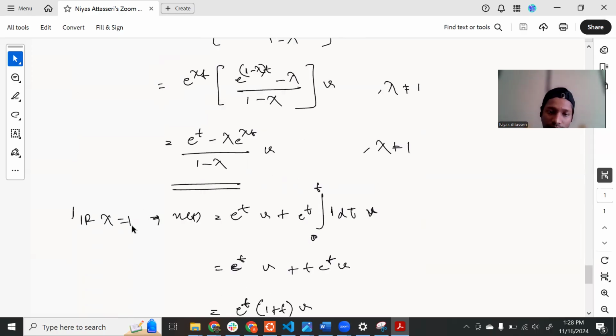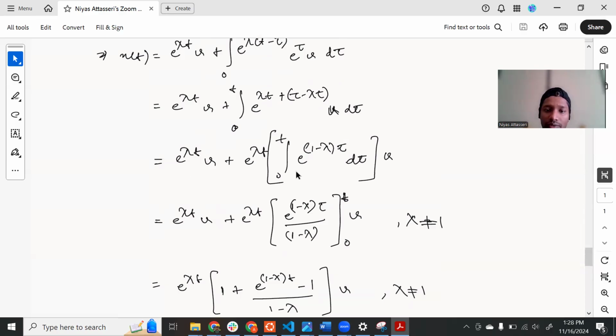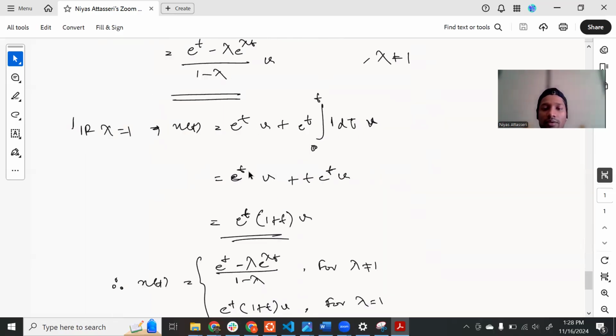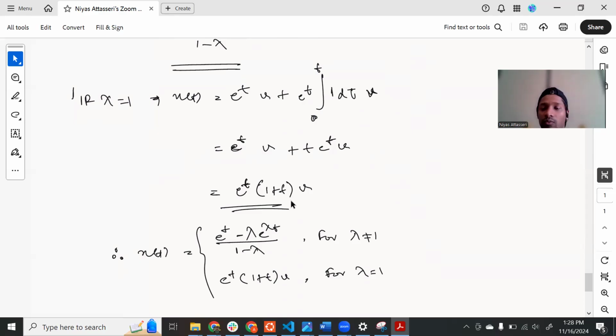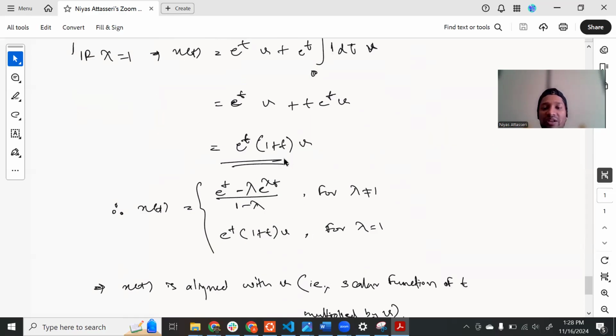So what happens when lambda is equal to 1? When lambda is equal to 1, let's go back to this equation here. This will become e raised to t v plus e raised to t integral of 0 to t, and when lambda is equal to 1, this exponent is 0. e raised to 0 is 1. So the whole integral becomes 0 to t 1 d tau v. So we have e raised to t v plus e raised to t integral 0 to t 1 d tau v. Now, when you integrate 1 d tau, it is t minus 0 divided by 1, which is t. So you get e raised to t v plus t e raised to t v. e raised to t can be taken outside. So you get e raised to t into (1 plus t) v. So that's the solution when lambda is equal to 1.